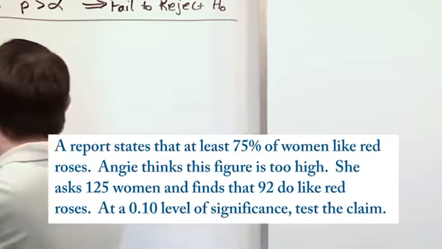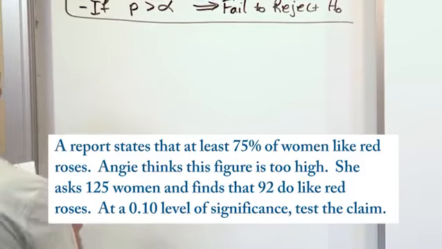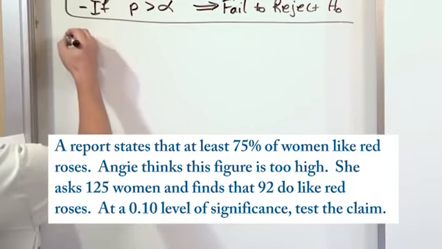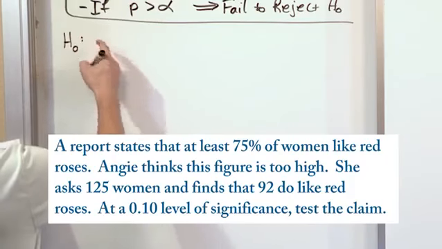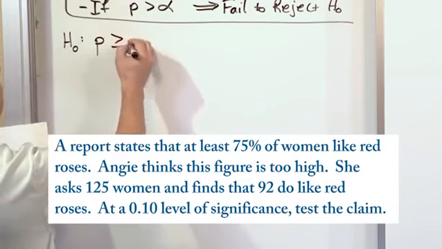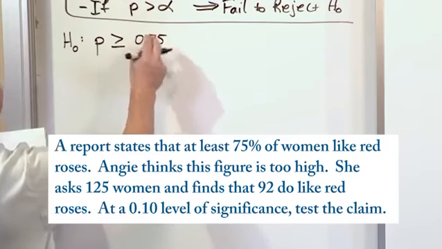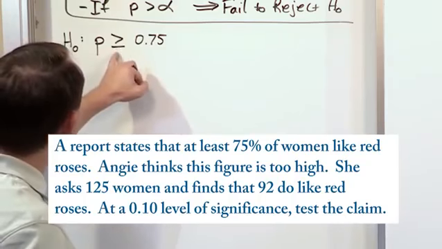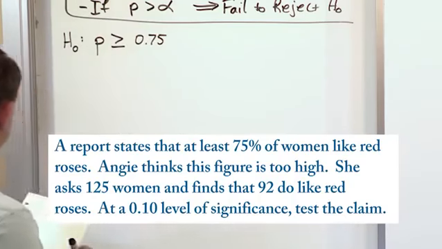So the first thing we need to do is write the null and the alternate hypothesis. Now it says right here, the report states that at least 75% of women like red roses. That is the null hypothesis. Notice we don't use mu, we say p, the population proportion, greater than or equal to 0.75. This is the null hypothesis. The report states that the population proportion of people who like red roses is more than or equal to 75%.